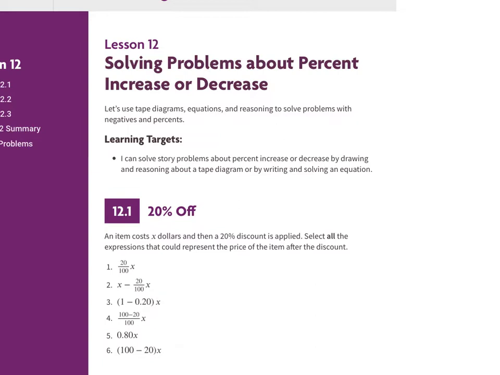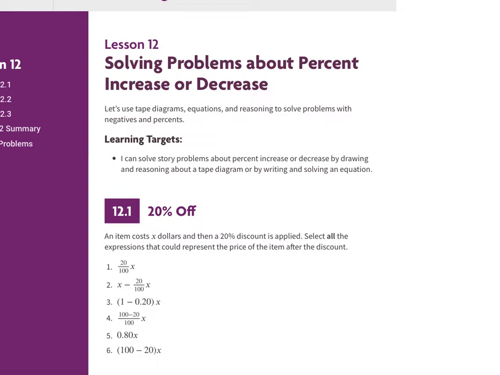So I can solve story problems about percent of increase or decrease by drawing and reasoning about a tape diagram or by writing and solving an equation. So we're going to be doing the equation part. So, 20% off, 12.1. An item costs x dollars, and then a 20% discount is applied. Select all the expressions that represent the price of an item after the discount. So go ahead and hit pause, see if you can figure it out, and then we'll get started.